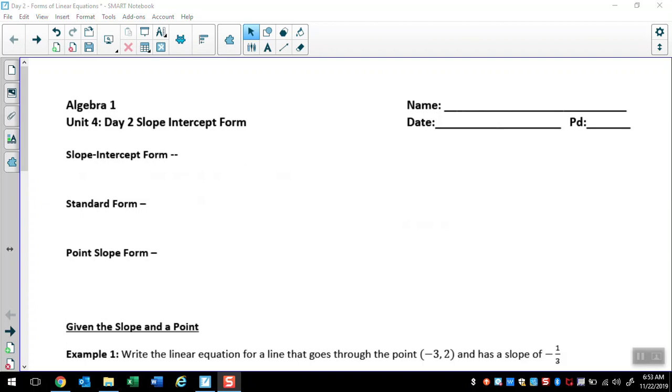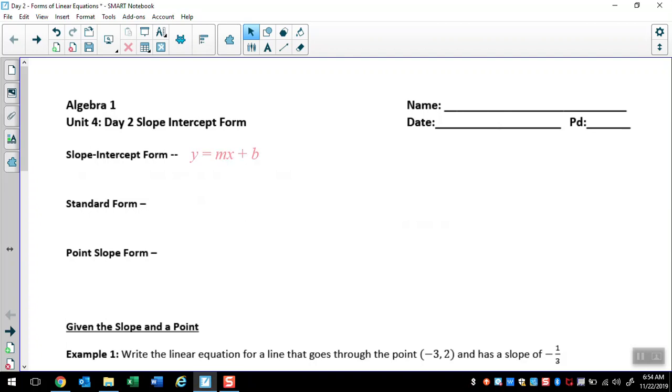Hi everyone, today we're going to talk about the different forms of linear equations and how to write those different forms of linear equations. I know your notes say slope-intercept form, but we're also going to talk about standard form and point-slope form. Slope-intercept and standard form are the two main forms that we use. Point-slope is just kind of a helpful form that we can use to get us into slope-intercept form a little easier with a little less work.